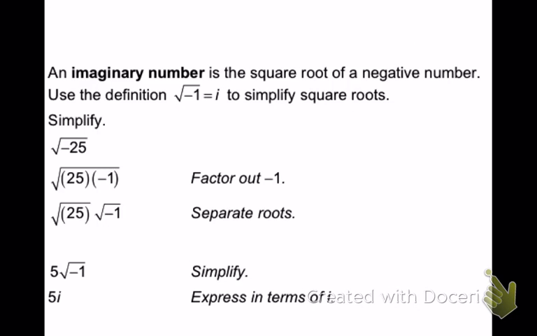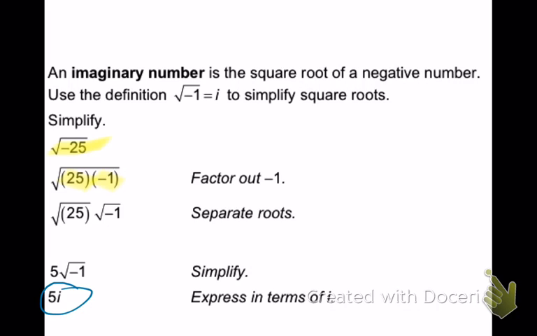Now let's put this into practice here. Here's what we're going to be doing. We're going to be simplifying some radicals. For example, I have the square root of negative 25. Well, we know we can break this down as 25 times negative 1. What's the square root of 25? 5. What's the square root of negative 1? i. So my answer there is going to be 5i.